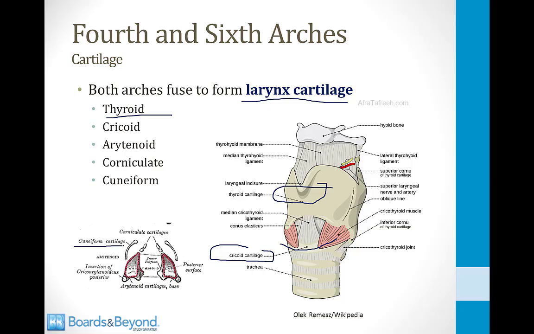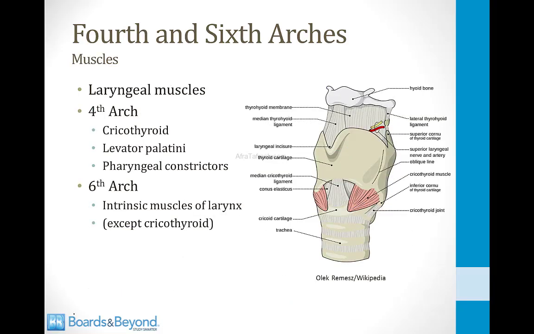There's the cuneiform cartilage, which is this small curved bone. There's the arytenoid cartilage, which is this triangular shaped bone. And finally, there are these little tiny pieces of cartilage called the corniculate cartilages. And if you know that the larynx cartilage comes from the fourth and sixth arches, it's easy to remember that the laryngeal muscles also come from these two pharyngeal arches.